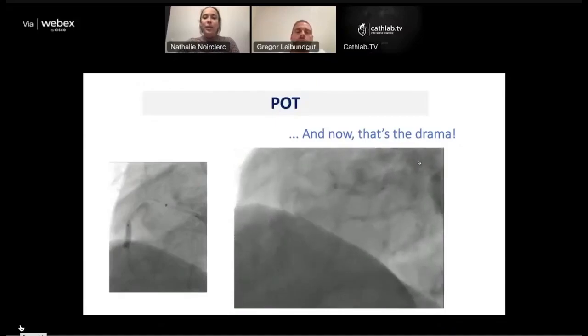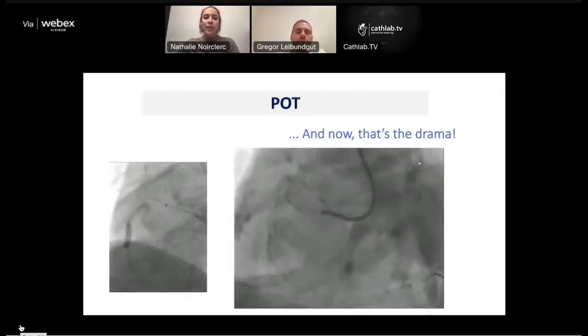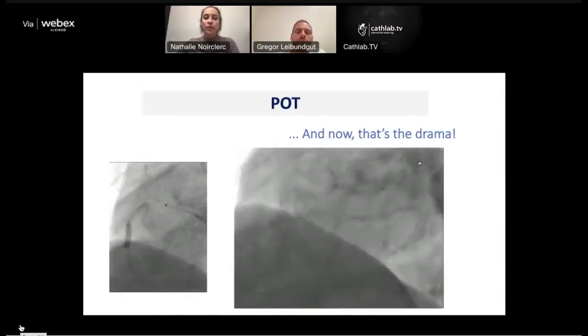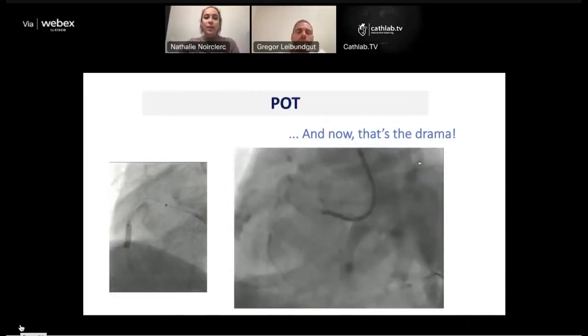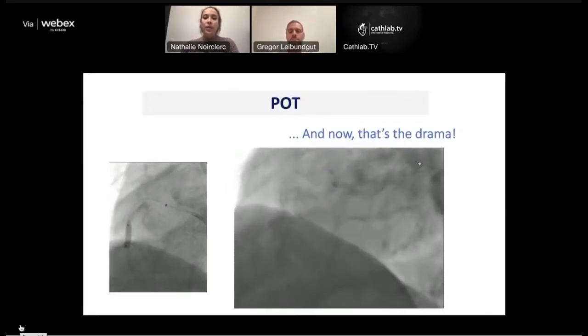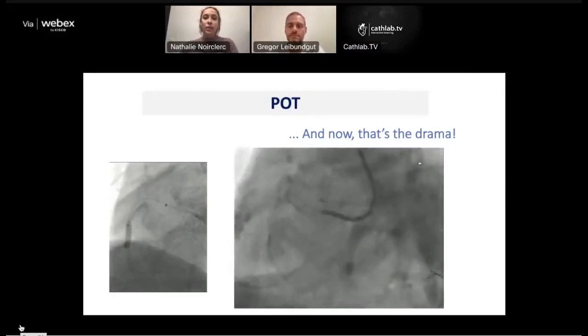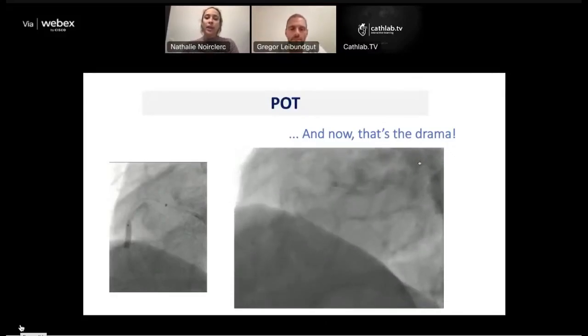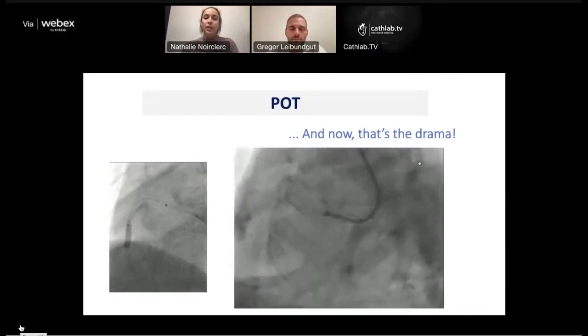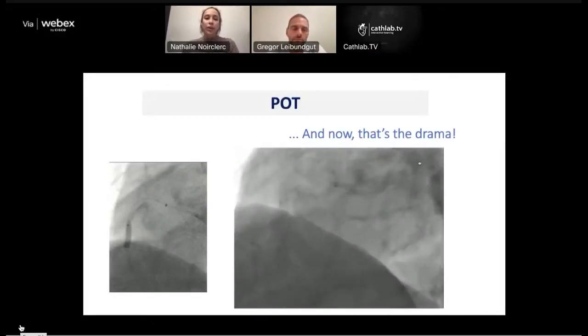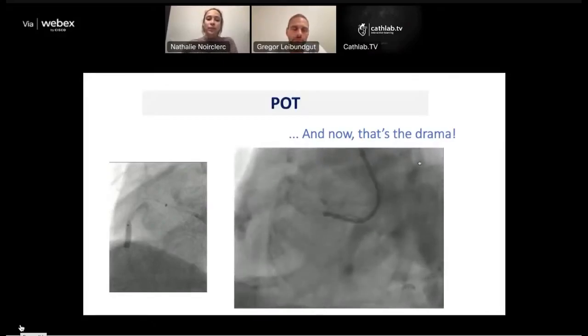So what we did is that we rapidly inflated the balloon for occlusion. And the thing is that we hadn't kept the balloon inside the guiding catheter, so we had to ask for another balloon. And so that took a little time before occluding the artery.